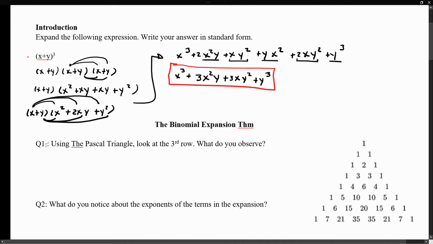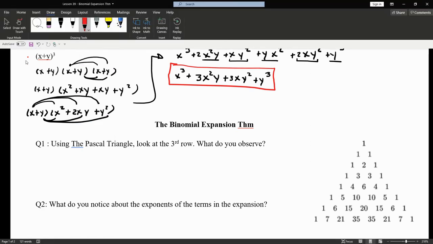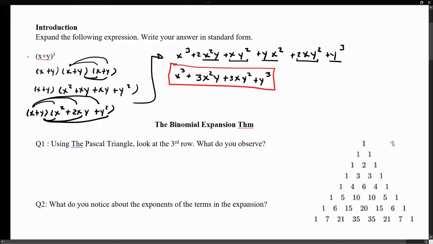The first question that we have for this topic is, using the Pascal triangle, which we do have here on the right hand side, let's look at the third row and what do we observe? Well, recall that when it comes to Pascal triangle, we always start with row 0. So this is the zeroth row. This is the first, the second. So this is the third row in the Pascal triangle. So let me just box that. We're going to take a look at the third row in the Pascal triangle.